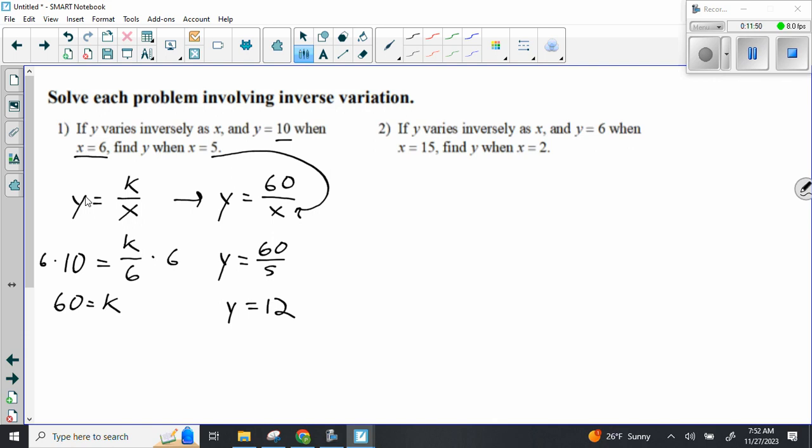Let's try another one. We have inverse variation here. So y varies inversely, so that means that we have y equals k over x is going to be our starting point. We're given y and we're given x, so let's figure out what k is. So we have 6 equals k over 15. We'll multiply both sides by 15 to get that to go away, right? Those will cancel. That is 60 plus 30 or 90. That's what k is.